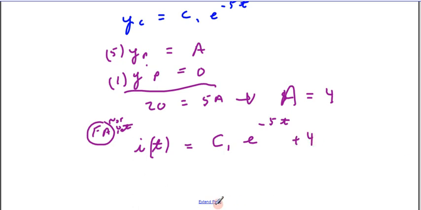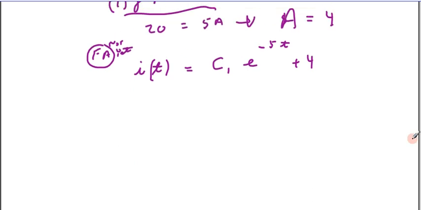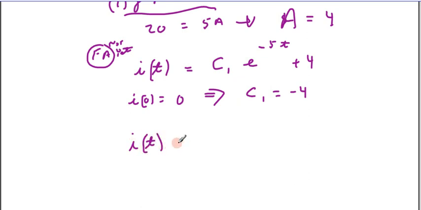Okay, now I'm going to apply my initial condition, and my initial condition says I at 0 is equal to 0, which would imply that c1 had better be equal to minus 4. Otherwise that wouldn't be the case. So now I've got the answer: I(t) is equal to minus 4e to the minus 5t plus 4. So that is the final answer of what the current is.